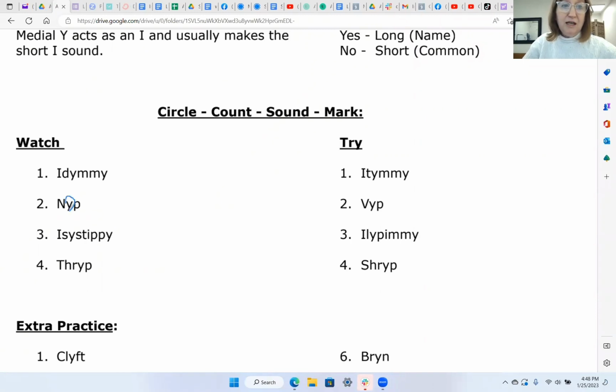So we're going to circle it and we're going to tap 2. 1, 2. No, there's not another vowel there. So no, it's not going to say its name. It's going to make the normal short sound for the I. So that word is nip. Nip. Try yours.